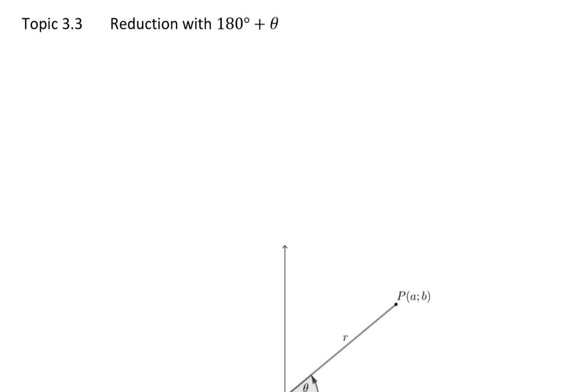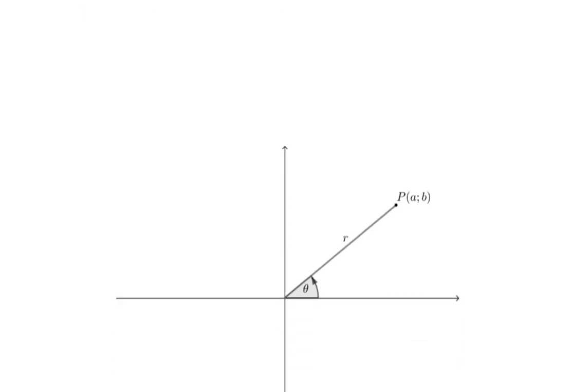Okay, grade 11s. Moving on to topic 3.3. So we've got 2 reductions left before we start some practicing. So this reduction video is on what happens if we do 180 degrees plus theta. Now notice these start becoming easier and easier because we're actually repeating the same concept.